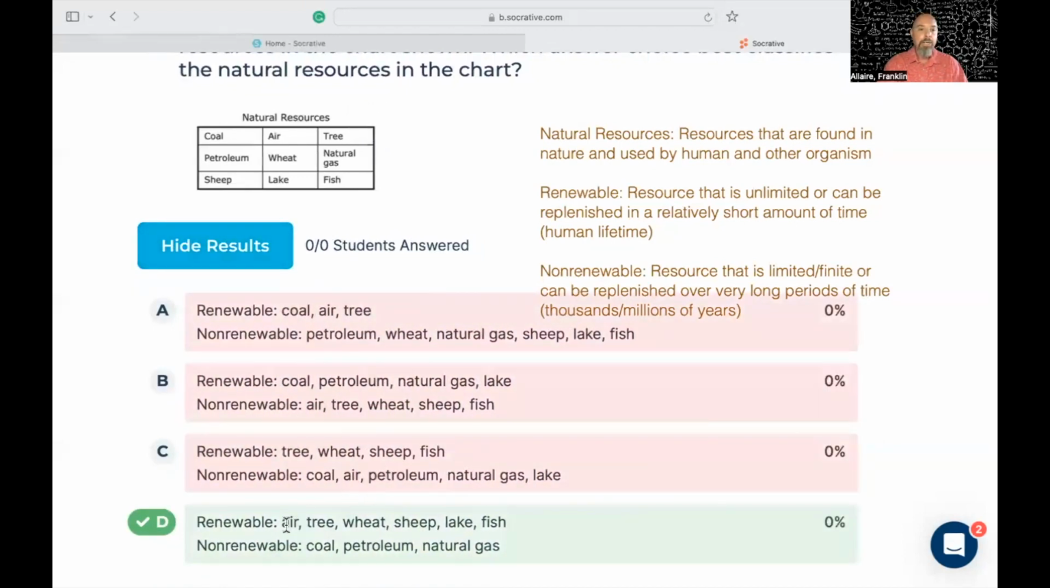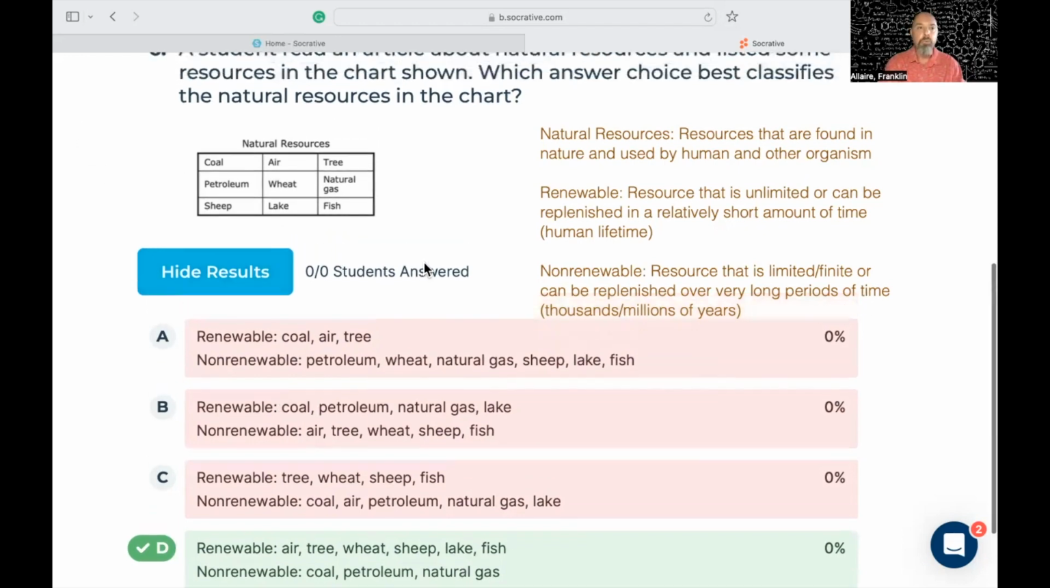to be D here, with air, tree, wheat, sheep, lake, and fish being renewable resources, coal, petroleum, and natural gas being non-renewable resources. Trees, we can cut them down, but we can replant them. Sheep and fish, they die off, or we might kill them for food, but we can have new fish, new sheep are being born all the time, replenishing that supply. That's what makes them renewable resources.